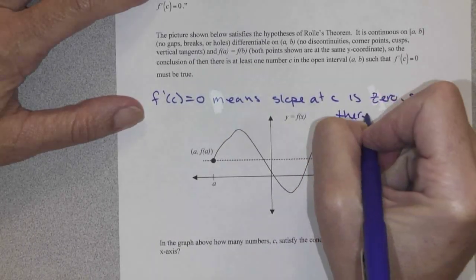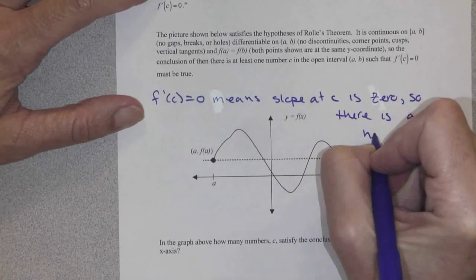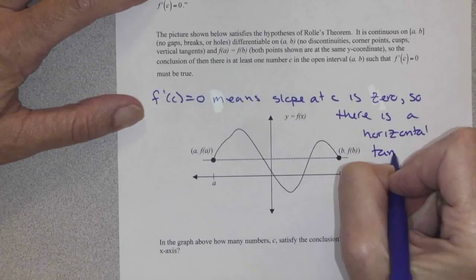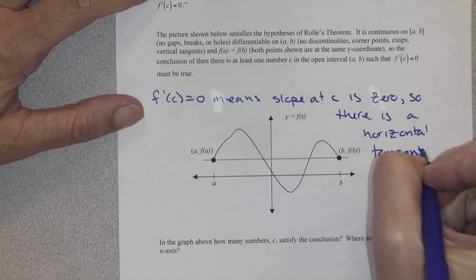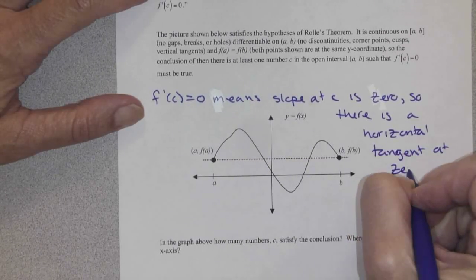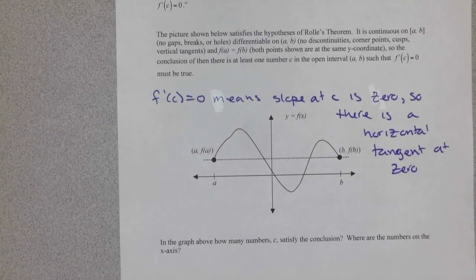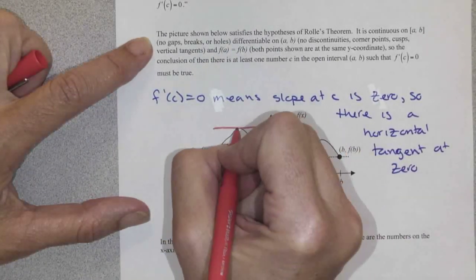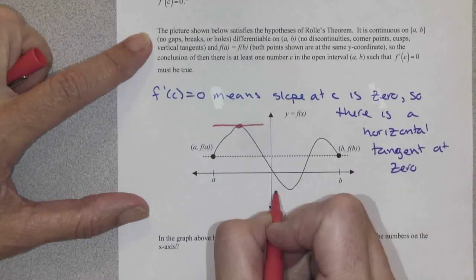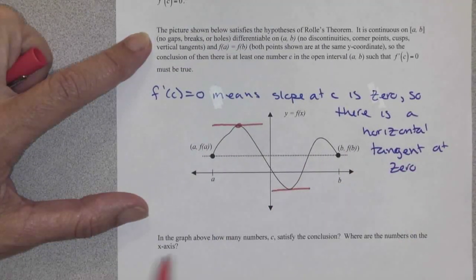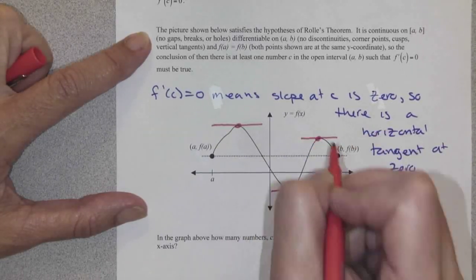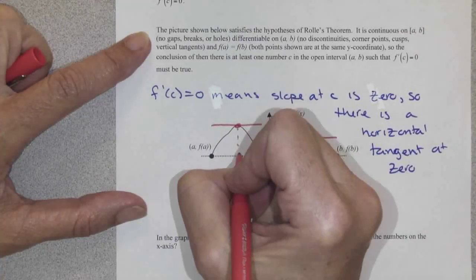So there is a horizontal tangent at c. Well, there are two places that do that. Right here, there would be a horizontal tangent. Or actually, at 3 places. I didn't look at my graph right there. Right there, there'd be a horizontal tangent. And right there, there'd be a horizontal tangent.